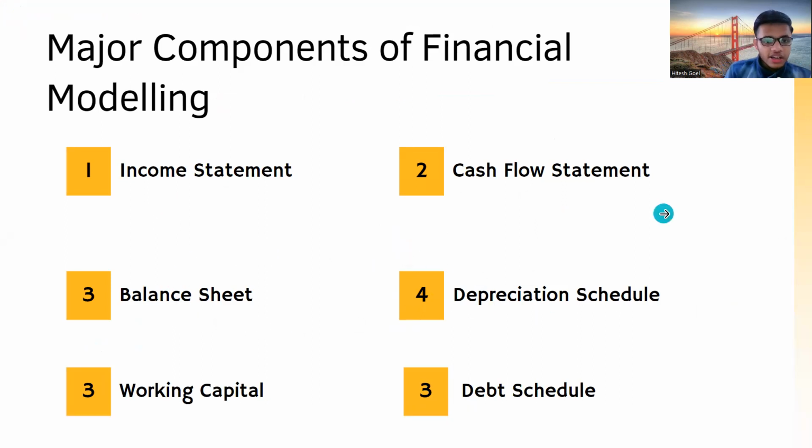Okay, so there are some components that you need to understand, and these are basic components if you are from a commerce background. These are the income statement, cash flow statement, balance sheet, depreciation schedule, working capital, and debt schedule. After comprehending all these statements, at the end we will go further to make the financial model using different valuation methods. But first of all, we need to get the information from all these statements: income statement, cash flow statement, balance sheet, depreciation schedule, working capital, and debt schedule.